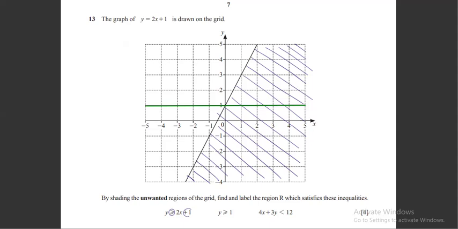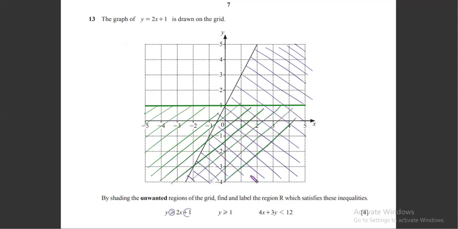And here it states that y is greater than or equal to 1. That means everything above 1 will be the answer. But we are supposed to shade in the unwanted region. As we are supposed to shade in the unwanted region, everything that is below this line has to be shaded. So we're going to shade in everything that is below this line. So this will be our answer. This will be our solution for this inequality alone.